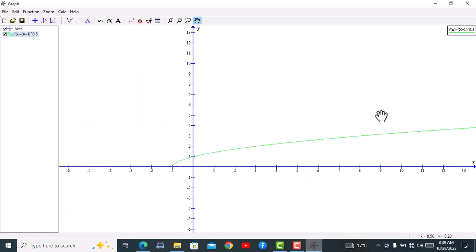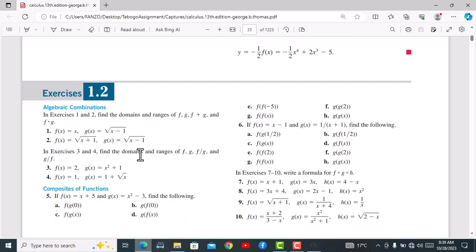You see? So the range is from 0 inclusive. Very important. The function is defined when x is minus 1, y is 0. 0 inclusive to less than infinity. Less than infinity would be your range. All right, and then let's go and draw the second one, the square root of x minus 1.